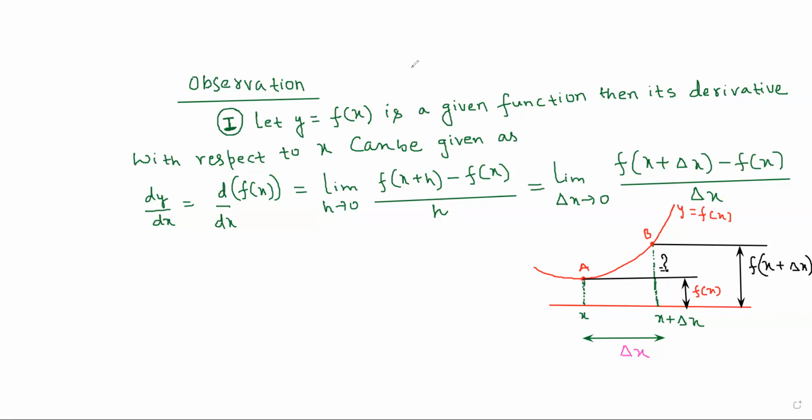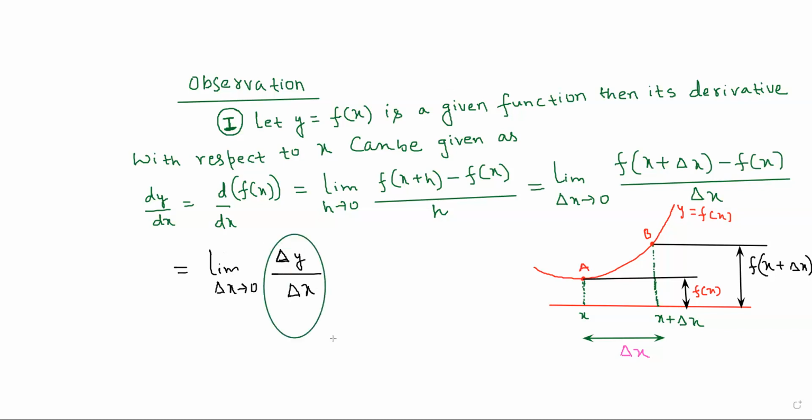But delta y means what? Sir, this is the change. It is y2 minus y1, the change in y. How do we calculate this length? It is the difference of y. So this is equal to the limit delta x tending to 0 of delta y upon delta x. So change in y is represented as delta y.